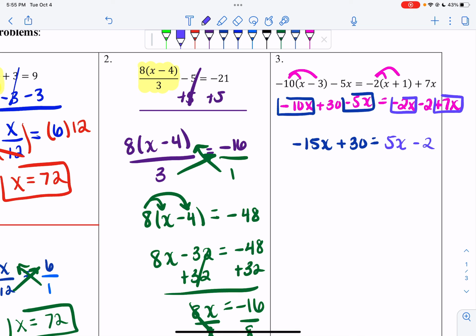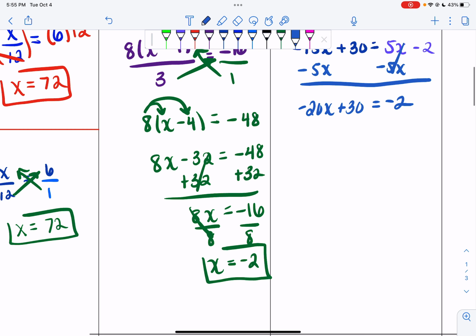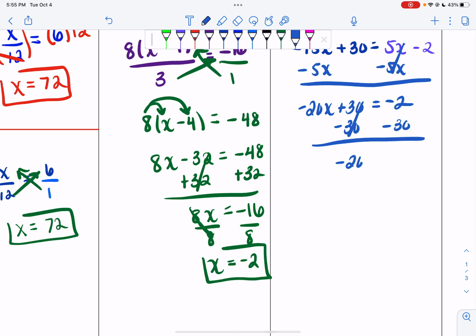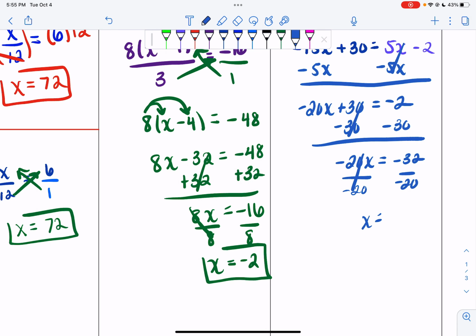Now I'm going to get my x's on one side, numbers on the other, so I'm going to subtract 5x from both sides. That gives me -20x plus 30 equals -2. Now I'm going to subtract 30 from both sides of my equation. -2 minus 30 is -32, and then I'm going to divide by -20. And when I type that into my calculator, I get 1.6. And that is the final answer.